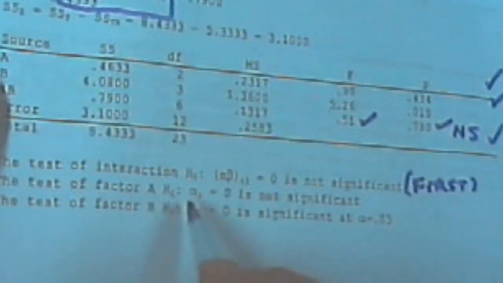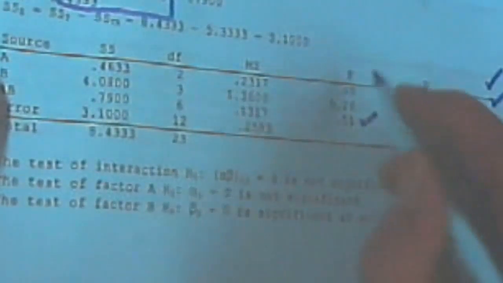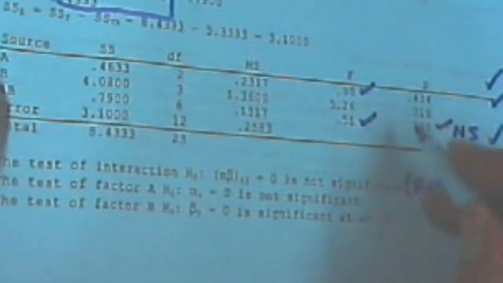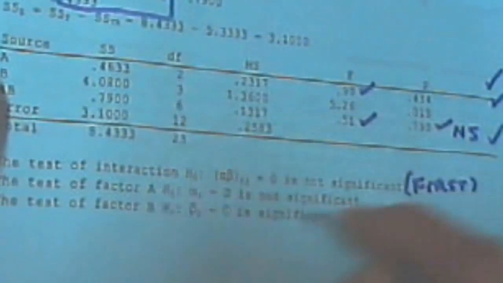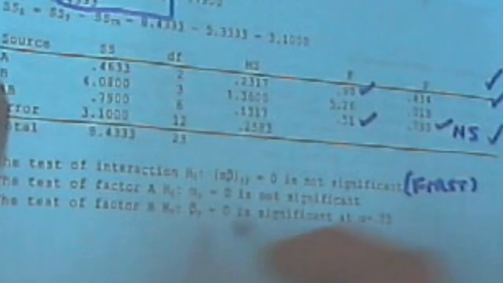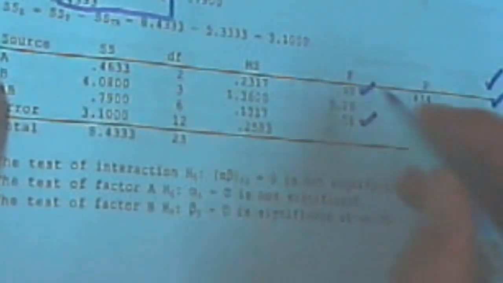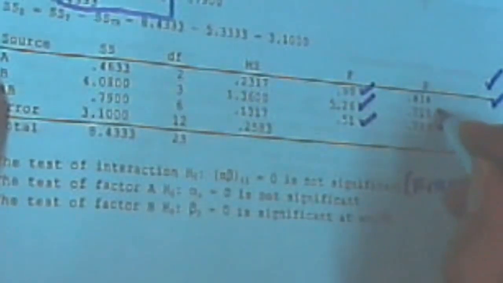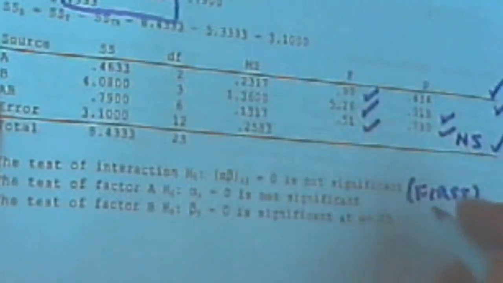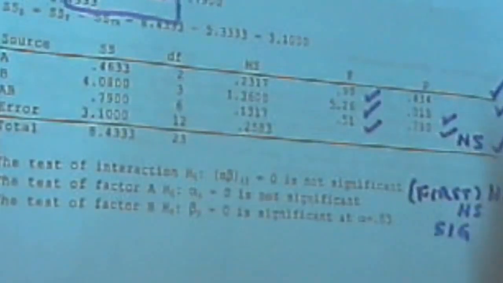Then we test factor A, about the row effects being 0. This is not significant. There's the F statistic and a large p-value again. Then we thirdly test factor B, and it is significant. There's the F statistic, there's its p-value, and so that is significant. So not significant, not significant, significant. So there's our results on the 3 tests of hypotheses.